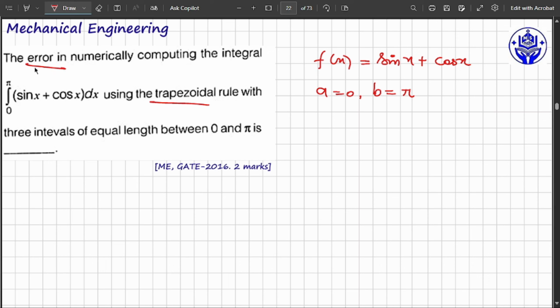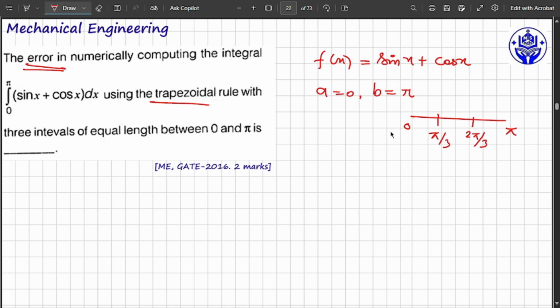So basically they are asking about the error. How will we calculate error? We'll find the numerical solution and the exact solution, and after that we'll compare them. Here they have given 3 intervals, so 0 to pi is divided into 3 intervals, which means n is equal to 3 and the points are 0, pi by 3, 2 pi by 3 and pi.